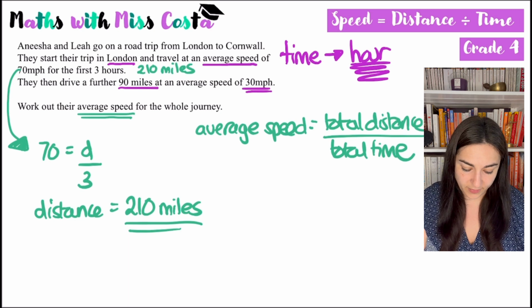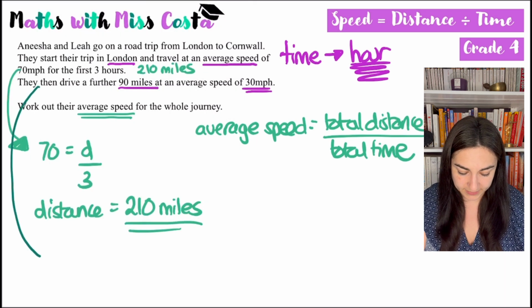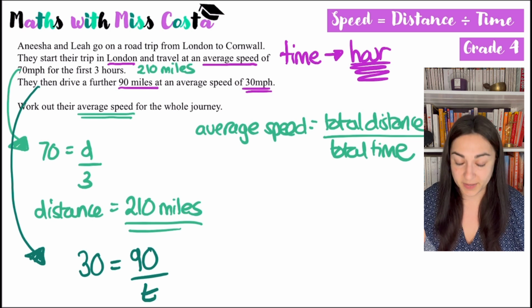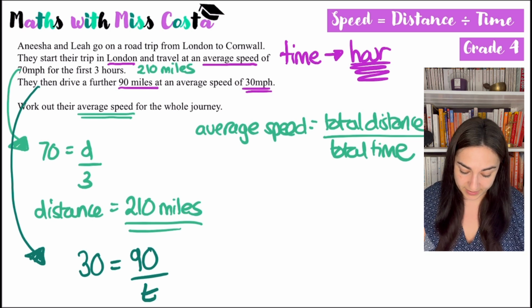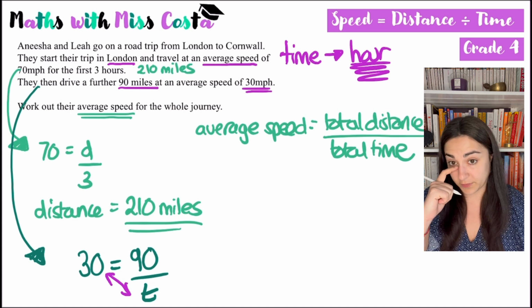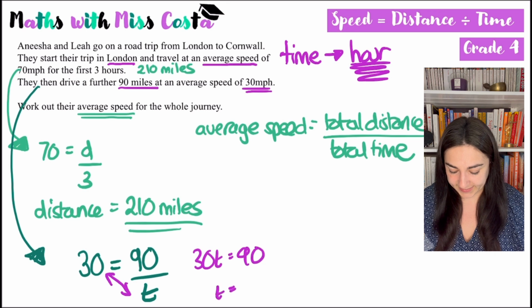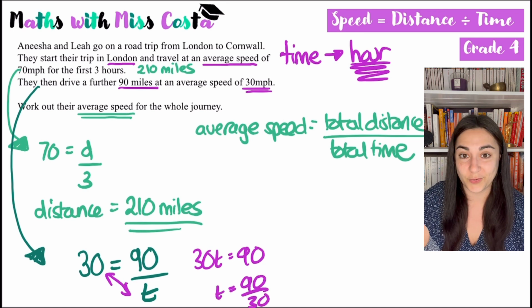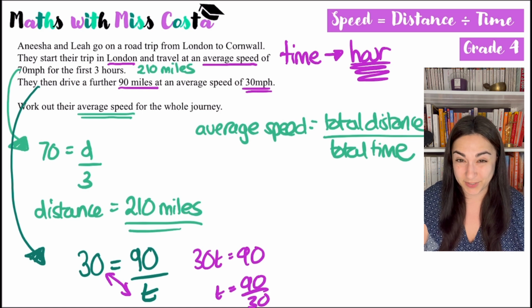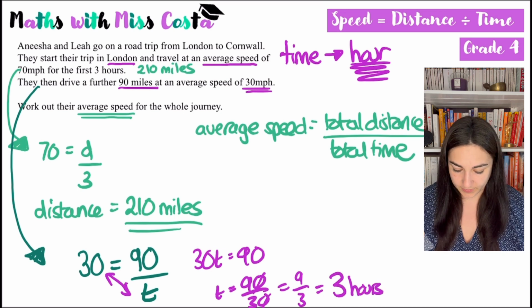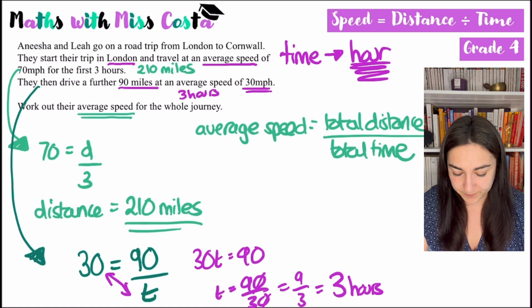Then they travel for a further 90 miles, okay, at an average speed of 30. So speed equals distance, we know the distance, 90 divided by time. So I now need to work out the time. If I rearrange it, I can write 30t equals 90, and then say that t is 90 over 30. Or you can know the trick that if you're trying to make the denominator the subject, you just switch them. So t is going to be 90 over 30, which is 9 over 3, which is 3 hours. Okay, so that is 3 hours that they travel.